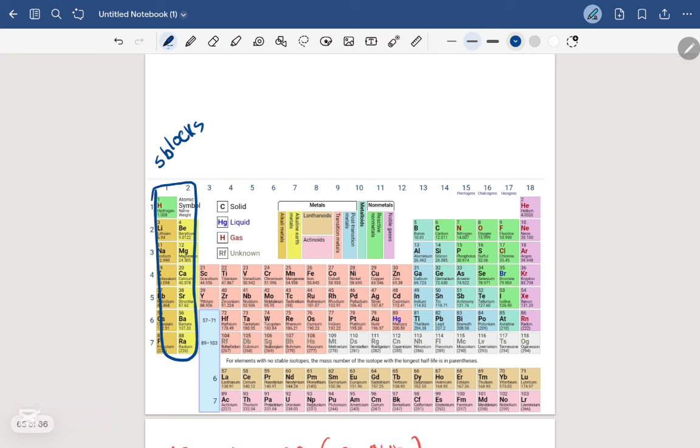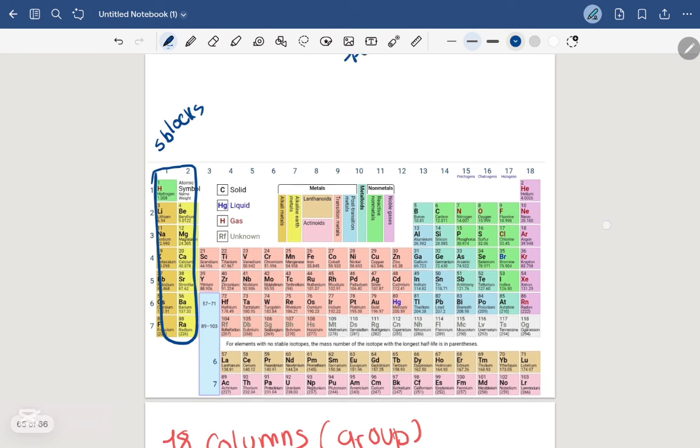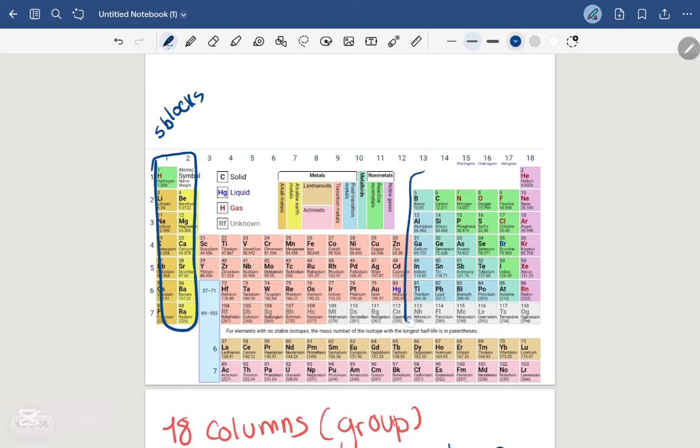Now what comes after S? It's S, P, D, F. So then comes the P blocks. The P blocks are from group 13 all the way until group 18. So these are the P blocks.